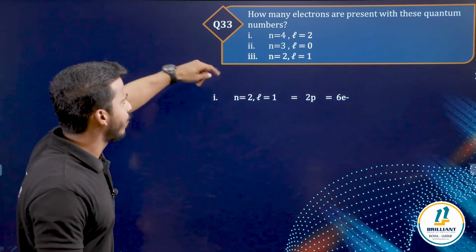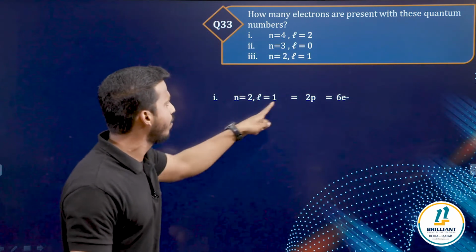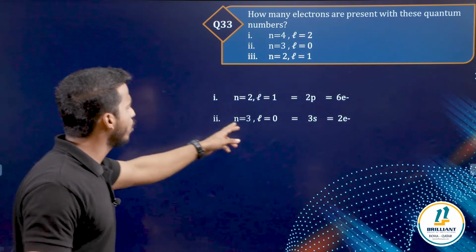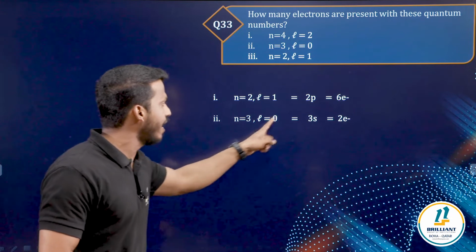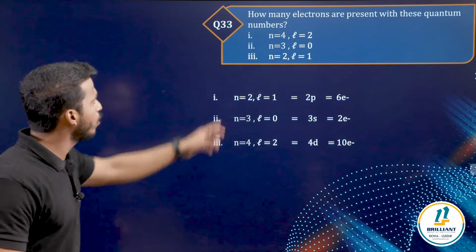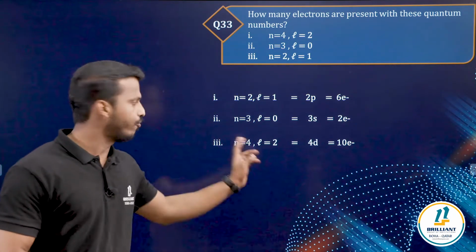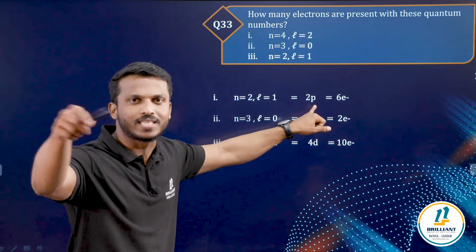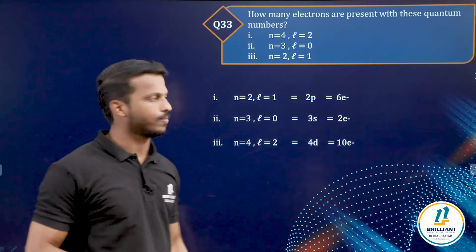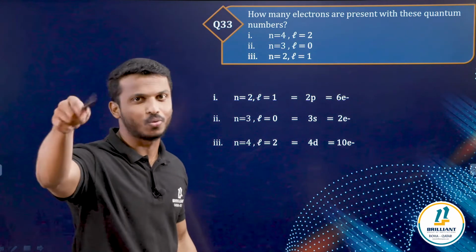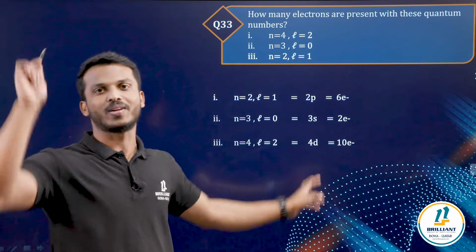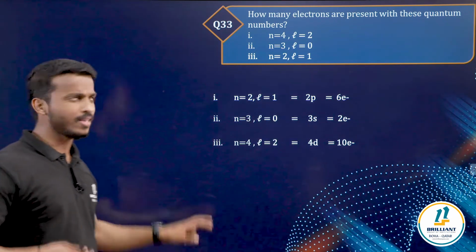Sorry, the alignment is different. n equal to 2, l equal to 1 means 2p, right? Yes. n equal to 3, l equal to 0 means 3s, right? Yes. n equal to 4, l equal to 2 means what? 4d. Any p orbital maximum 6 electrons can occupy. Therefore, answer is 6. Any s orbital maximum 2 electrons can occupy. So, answer is 2. Any d orbital maximum 10 electrons can occupy. So, that's the answer. Easy, right?